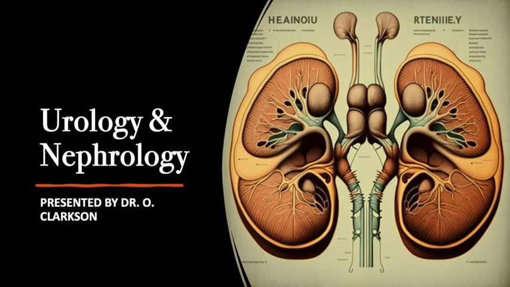So azotemia, that's going to be high BUN or creatinine. Intrarenal, you're going to have a higher ratio of creatinine. Pre-renal and post-renal failure, you're going to have a higher ratio of BUN. Uremia is when you have azotemia plus other symptoms.